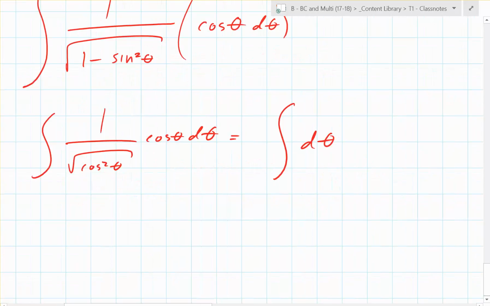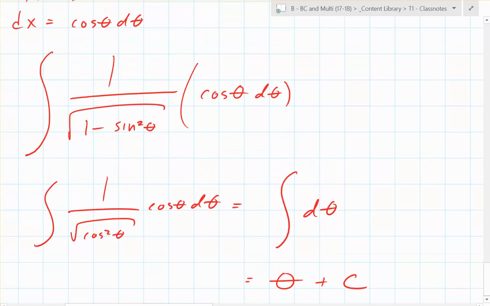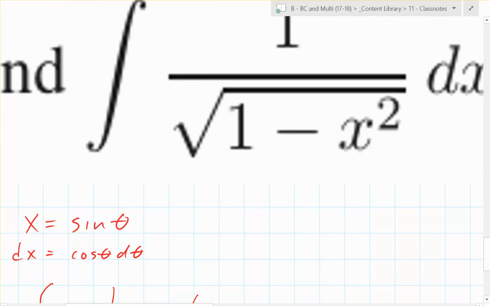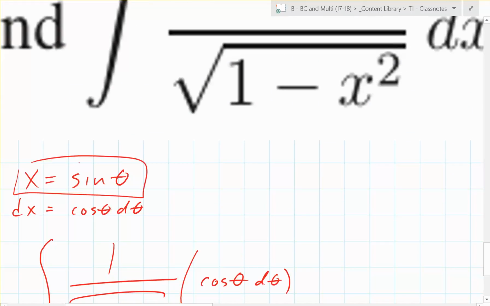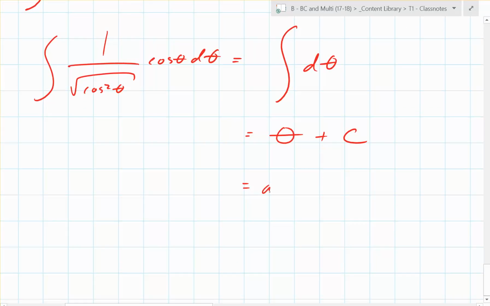What's nice about this, we can now integrate it and we end up with what? Theta plus c. But our original function was in x, correct? If x is equal to sine of theta, what does theta equal? Arc sine of x. So the answer to this is arc sine of x plus c.